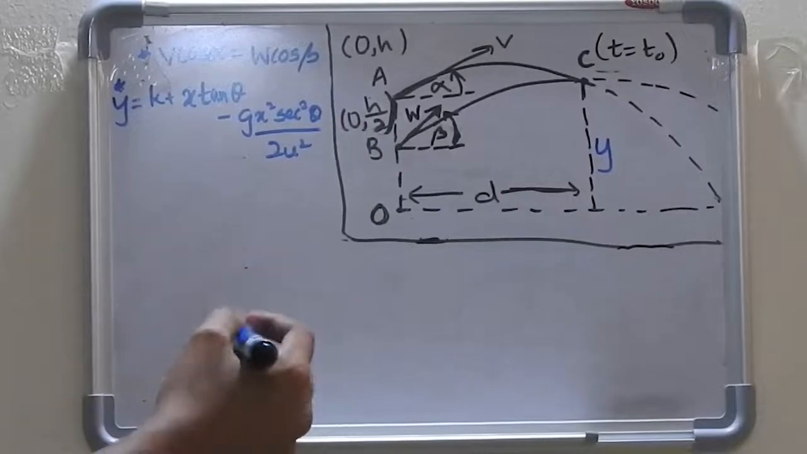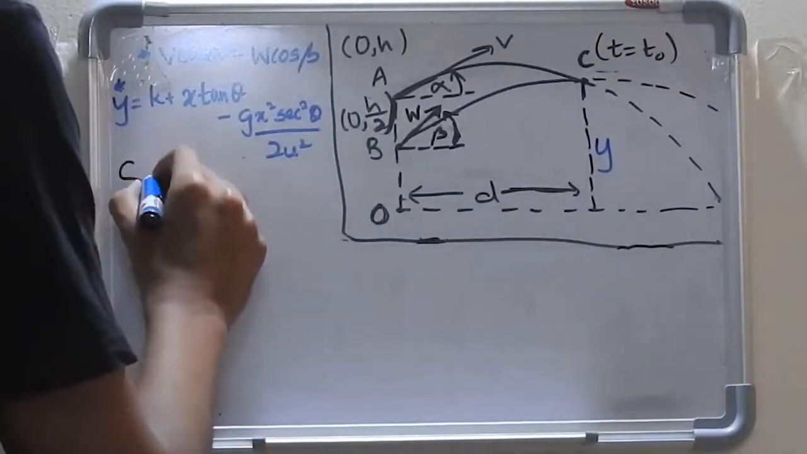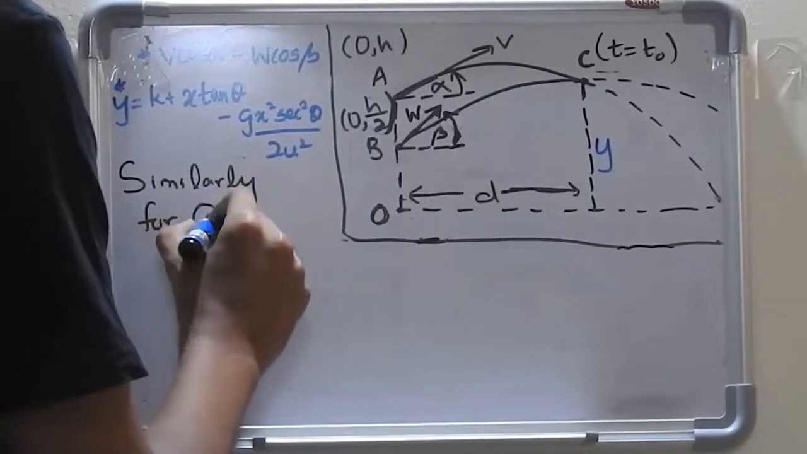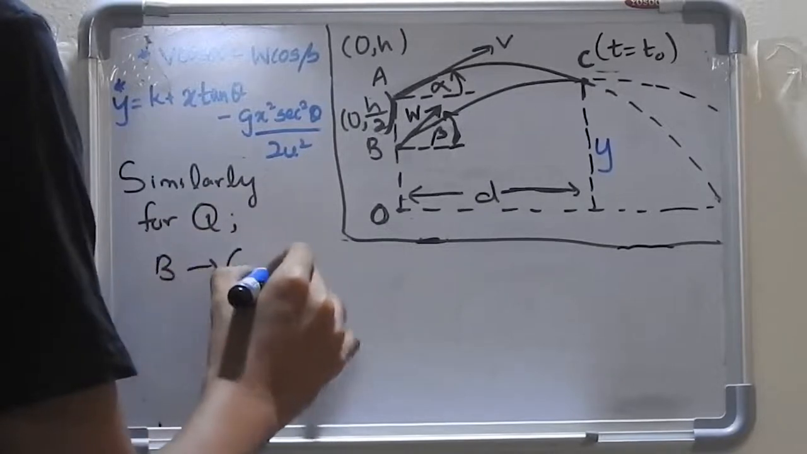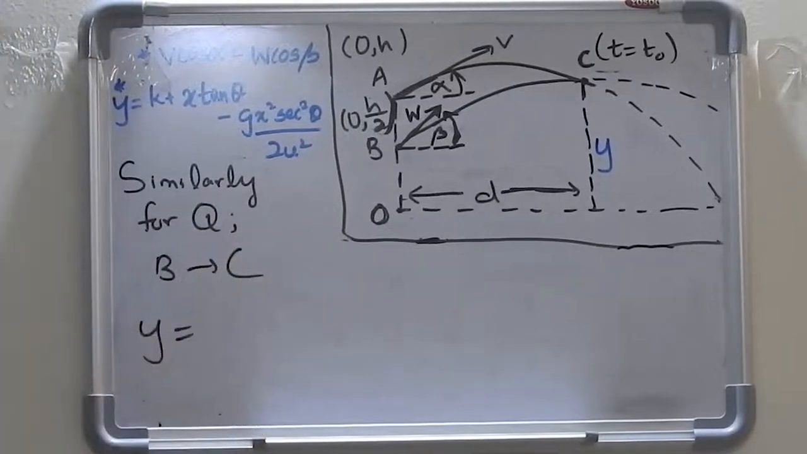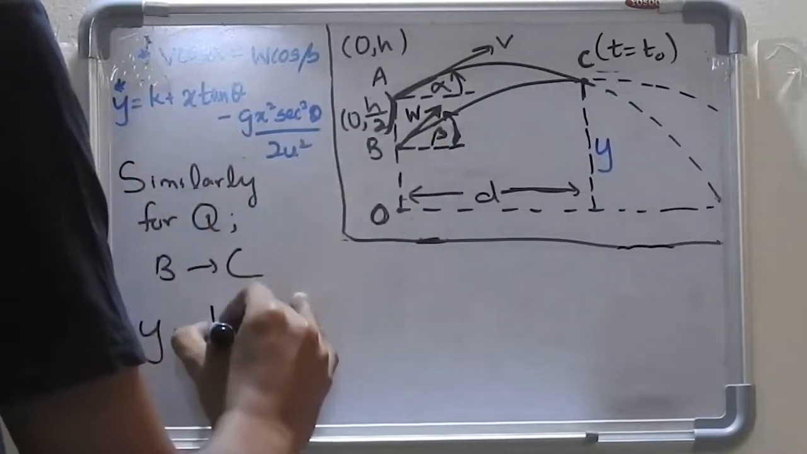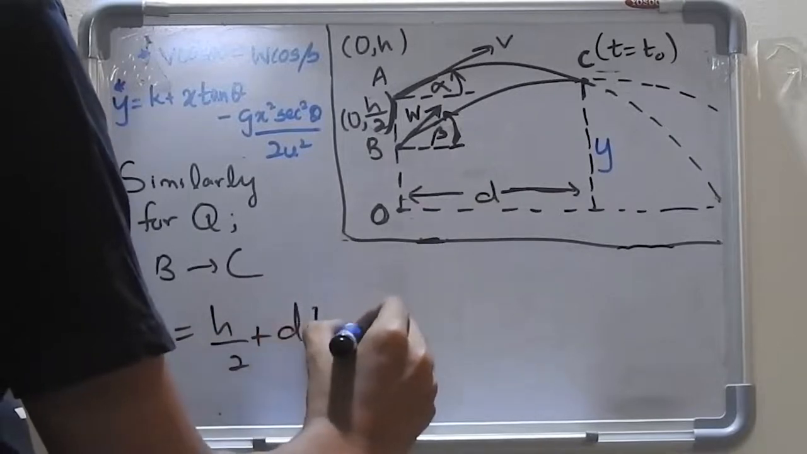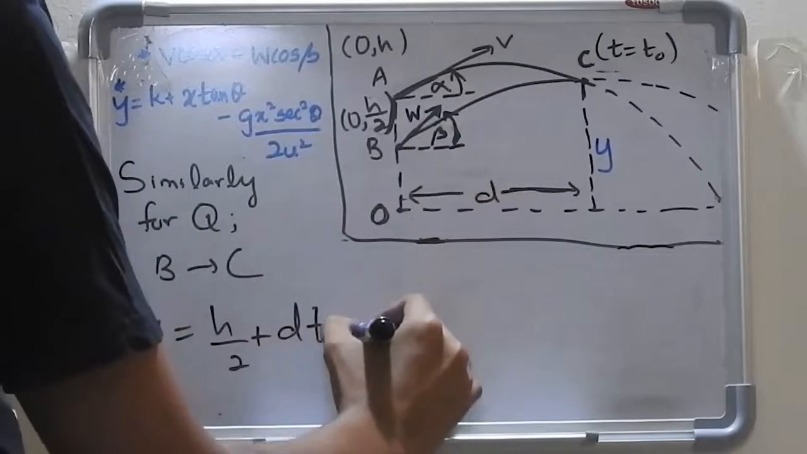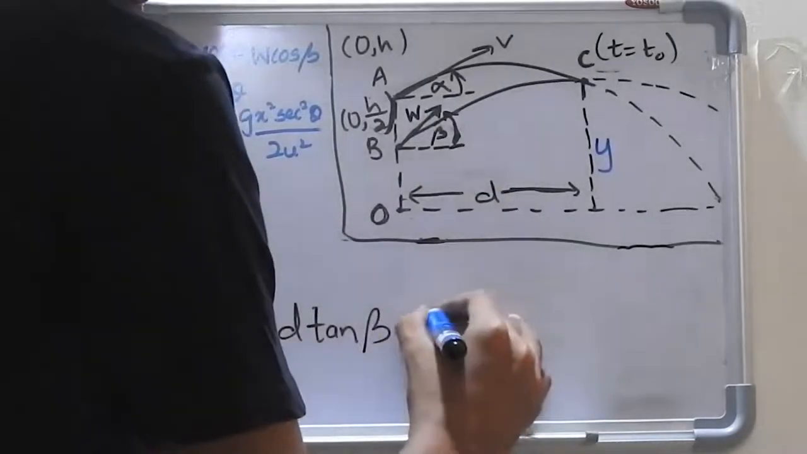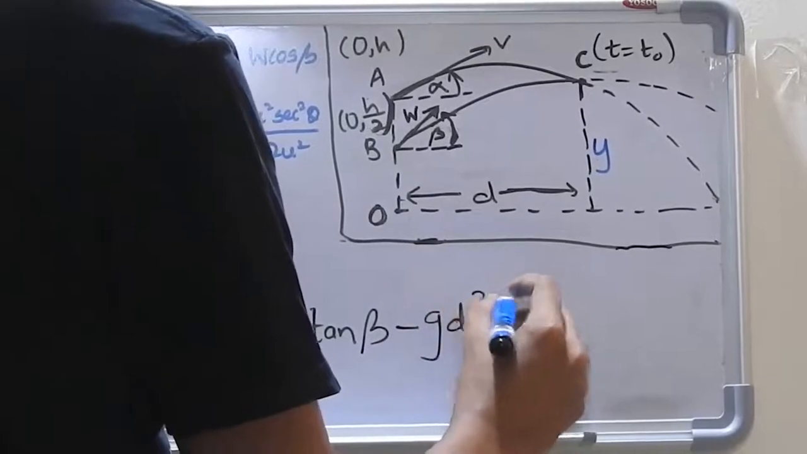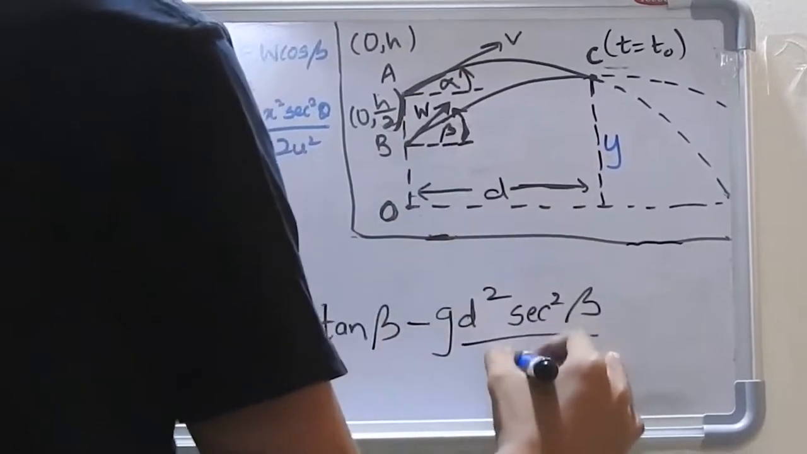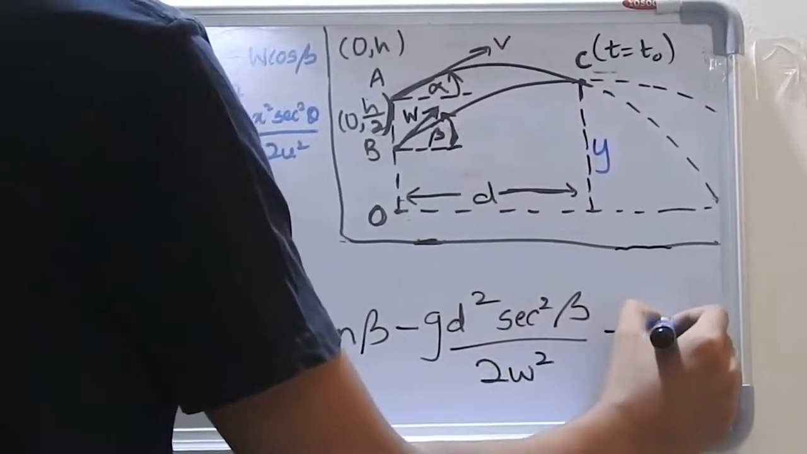So if we similarly apply that equation to particle Q, from B to C, again y will be equal to k, which is h over 2, x will be d, theta here we can take as beta, minus g d squared sec squared beta over 2 w squared. That will be our equation B.